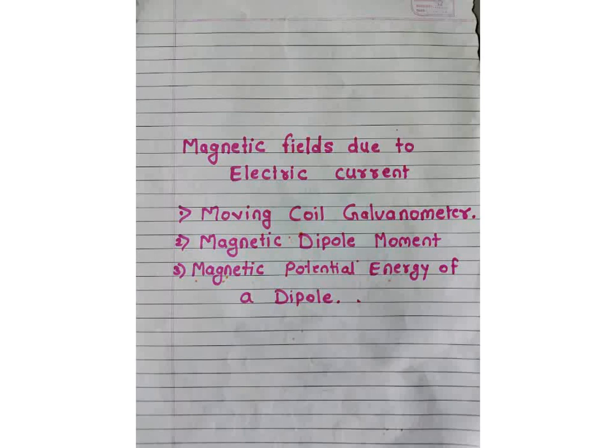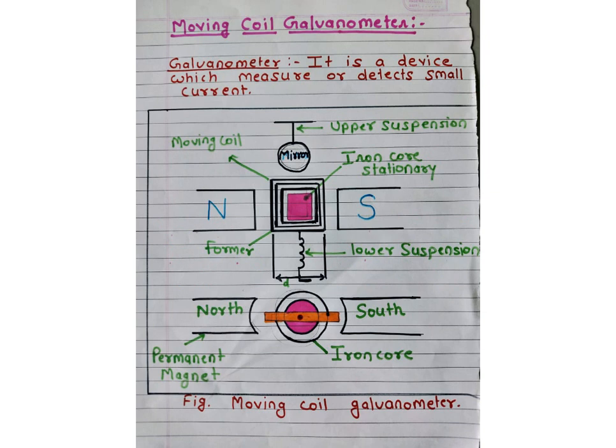Hello students, today we are going to study the moving coil galvanometer, magnetic dipole moment, and lastly the magnetic potential energy of a dipole. So let us start today's topic, that is the moving coil galvanometer. A galvanometer is a device which measures or detects small current. Let us see the diagram.